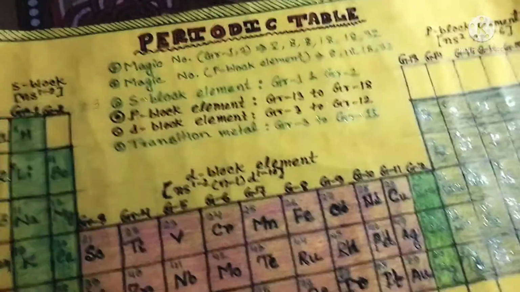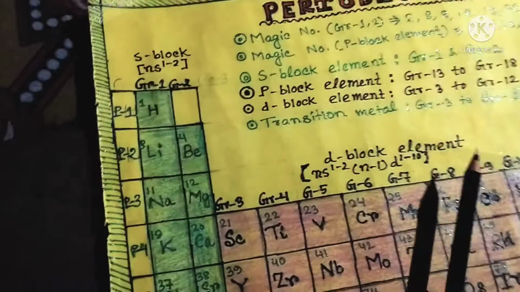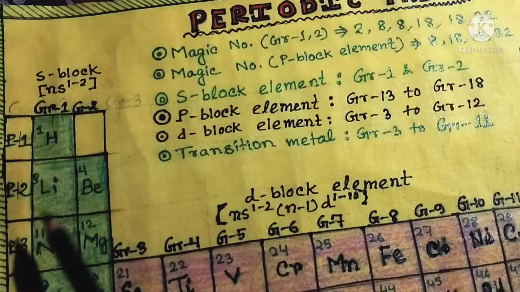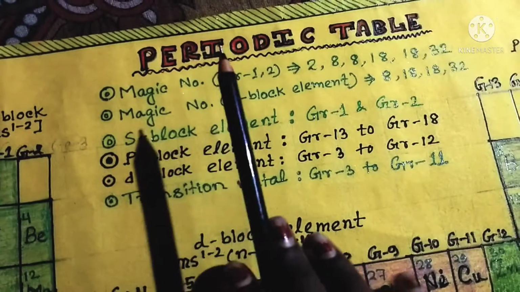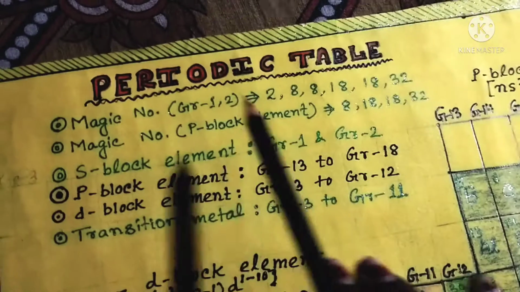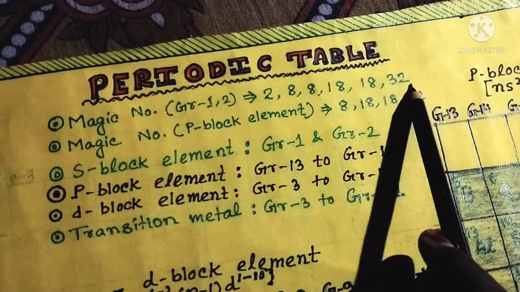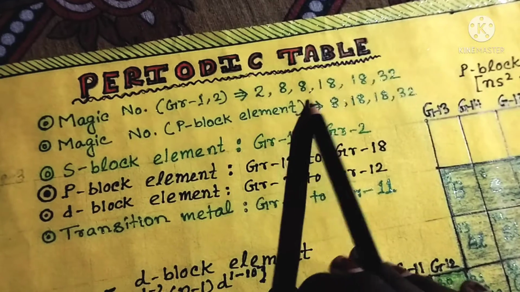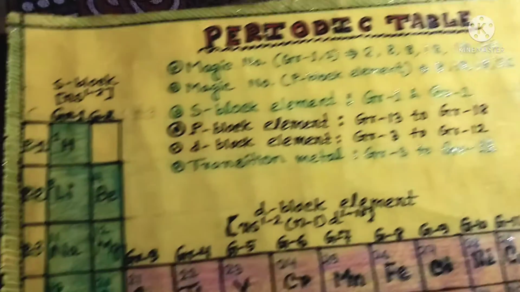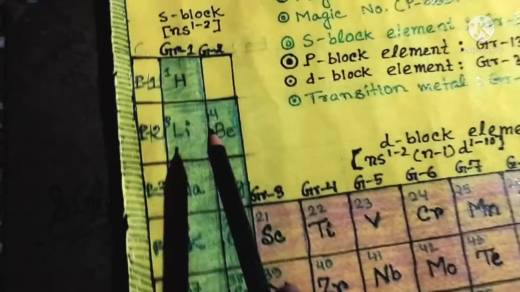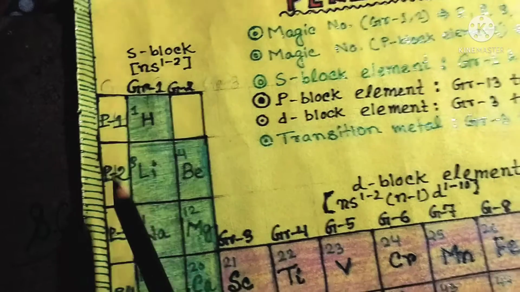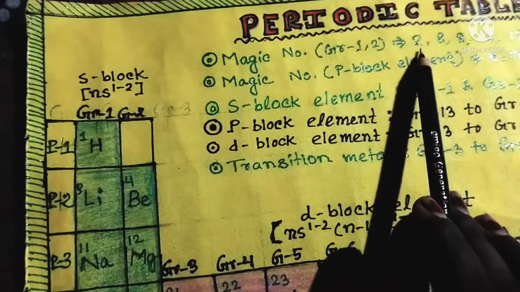Now, come to the atomic number. To calculate atomic number, we have to remember the magic numbers. The magic numbers for group 1 and 2 are 2, 8, 8, 18, 18, 32. So, come here. For hydrogen, the atomic number is 1. Now, next is lithium and the magic number is 2.